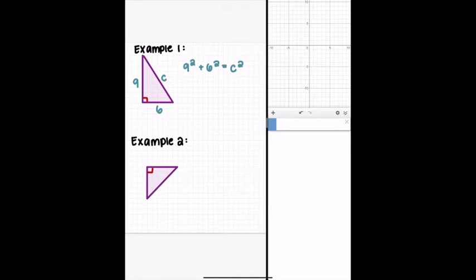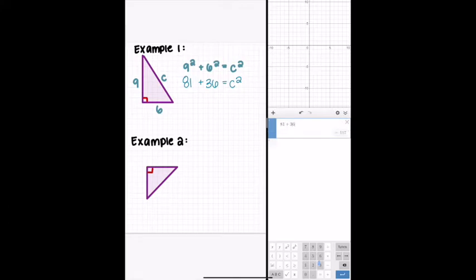Now I can solve this equation to solve for c. So 9 squared is 81, 6 squared is 36, and we don't know what c squared is yet. But what we can do is add those up. So 81 plus 36 is 117.